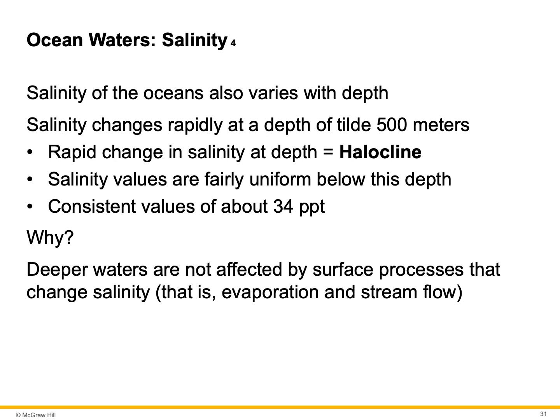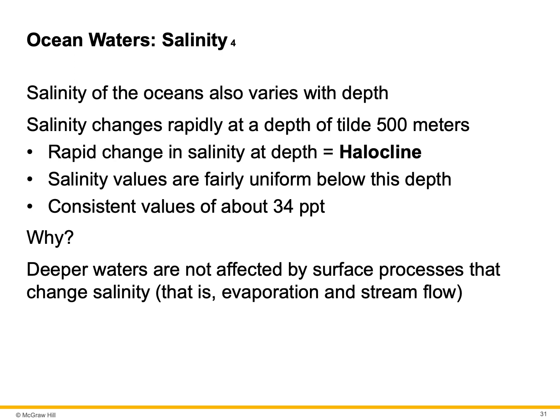Rapid change in salinity at depth is the halocline. Salinity values are fairly uniform below this depth, consistent values of about 34 parts per thousand. Why? Because deeper waters are not affected by surface processes that change the salinity, for example, evaporation and stream flow.